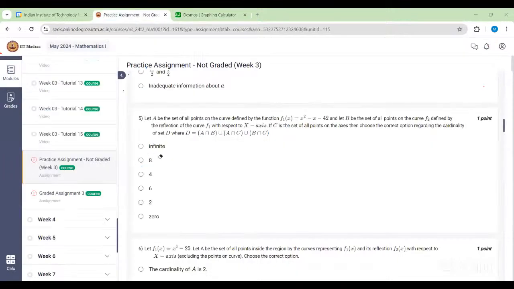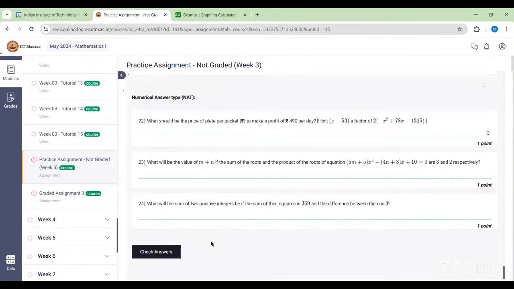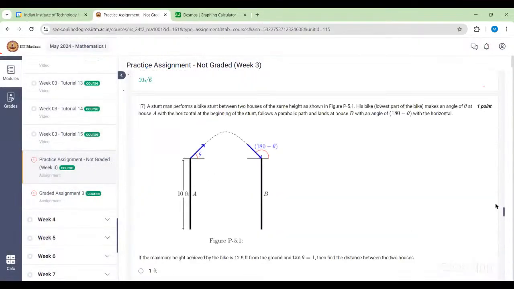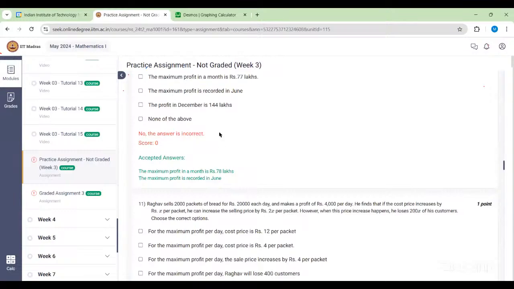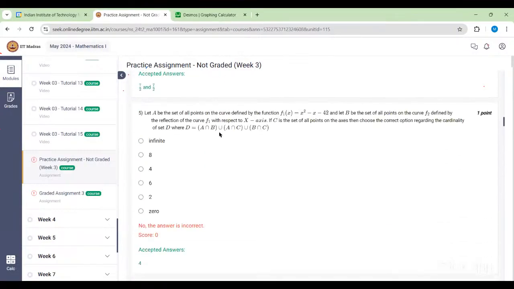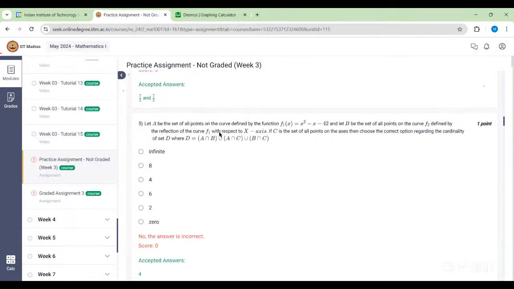Okay, let's check. Yes, 4 is the answer, right? Maybe. Because 4 are the only points we are getting in the common intersection. Right, 4. Okay. Is that clear? Any doubt? Okay. Any other question from this activity?